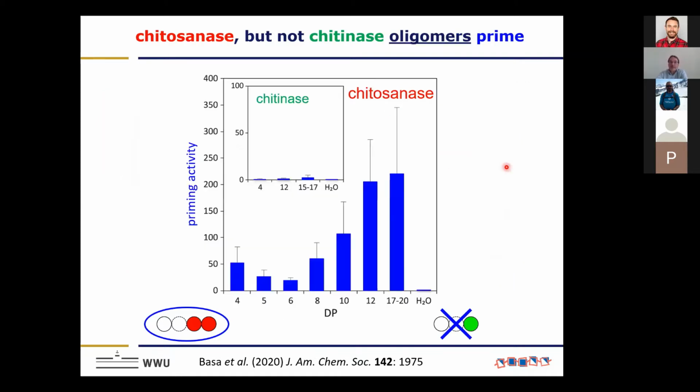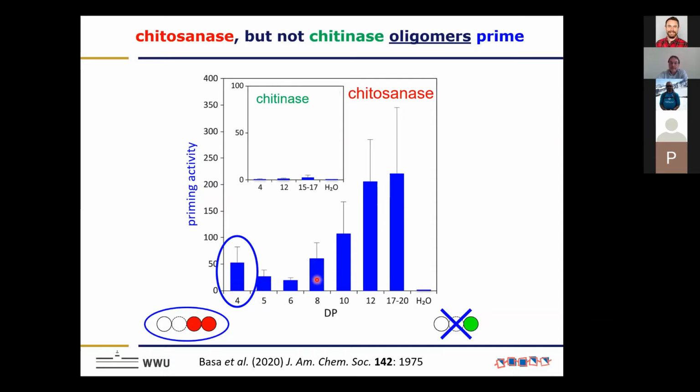Next, we looked for the dependence of this bioactivity, priming activity, on the degree of polymerization. Again, we see that with increasing degree of polymerization, the priming activity increases, only for the chitosanase products, not for the chitinase products. But interestingly, we also see that the DP4, the tetramer, has a clear priming activity. Not a very strong one, but there clearly is a priming activity, which is clearly stronger than for the larger oligomers. It's as strong as for the DP8, for the octamer.